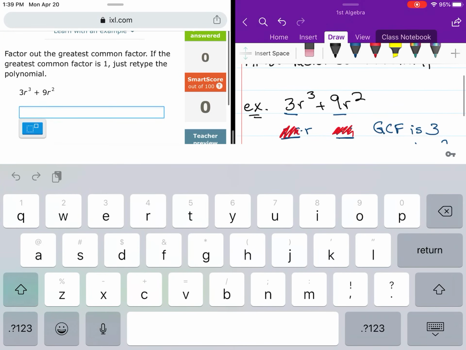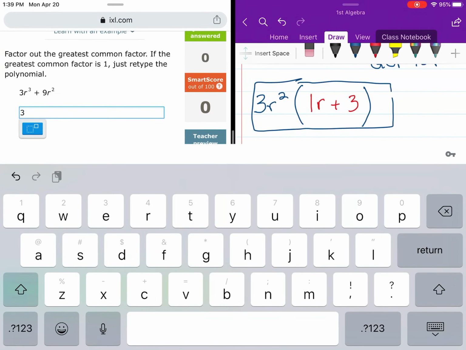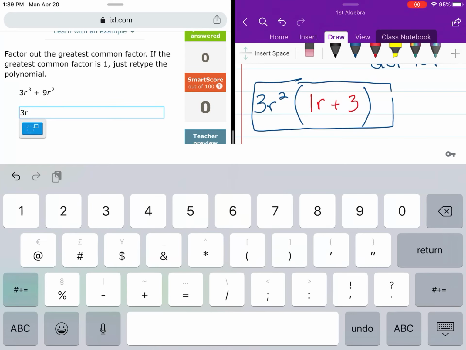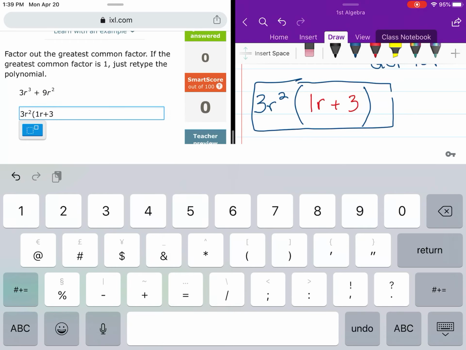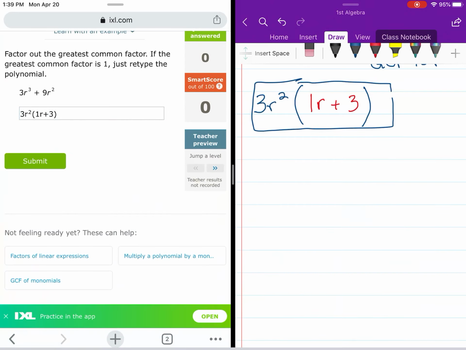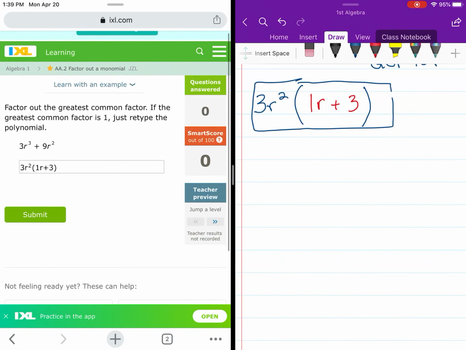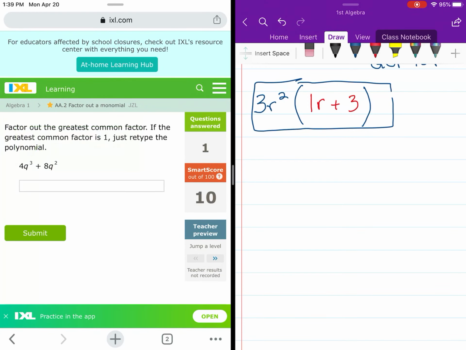I'm going to go ahead and type that in. I have 3r to the power of 2. Click on the side to move it down. Parentheses 1r plus 3. Close parentheses. You need to remember to close the parentheses, because if you do not close the parentheses, you might get the answer wrong, even if you had the rest of it correct.